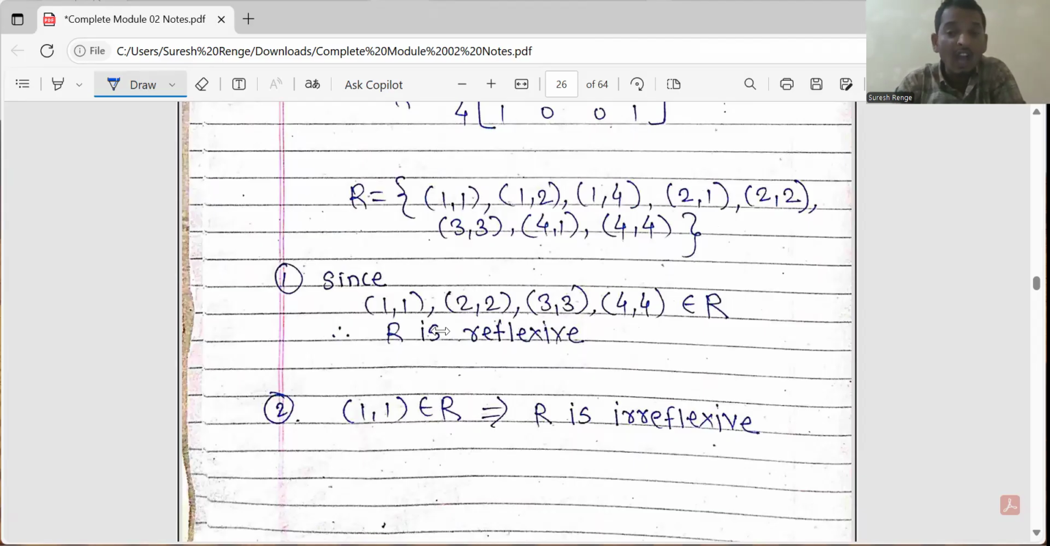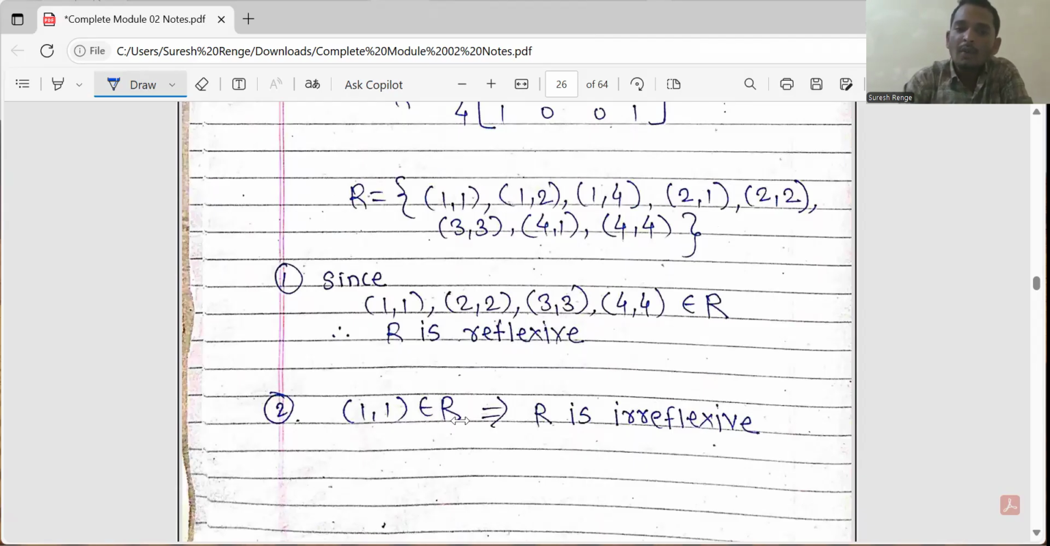Therefore, the relation is a reflexive relation. Why is it reflexive? Because all elements belonging to the set are self-related. There are four elements belonging to the original set A, and we define relation R. In that R, self relations exist, meaning (1, 1), (2, 2), (3, 3), (4, 4) exist. Therefore, this relation is reflexive.